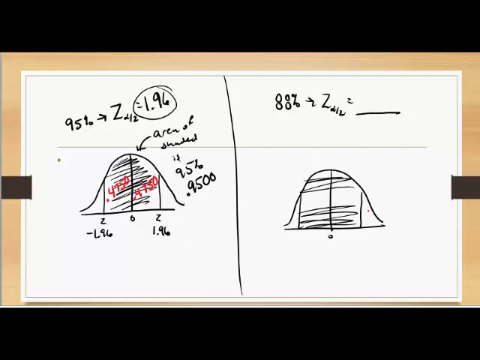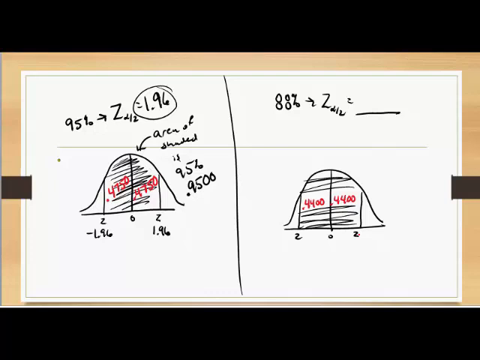Now, I know that the total area of the shaded region is 88%, and I have it split into two equal parts. So this part is 0.4400, and this part is 0.4400, because 44 and 44 make 88. Now, the only thing I have to do is find the z-score that separates shaded from not shaded. So I'm looking for 0.4400 in the middle of the table.